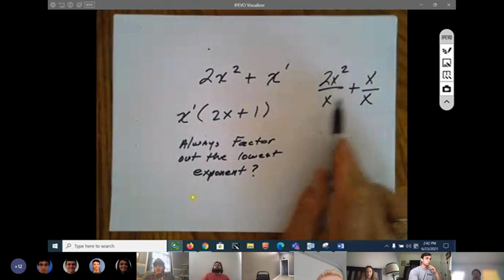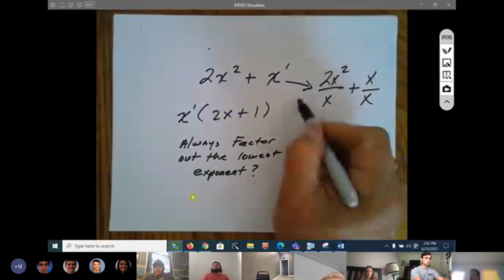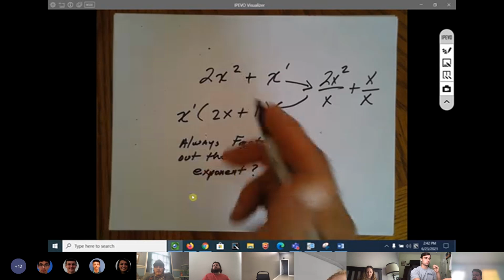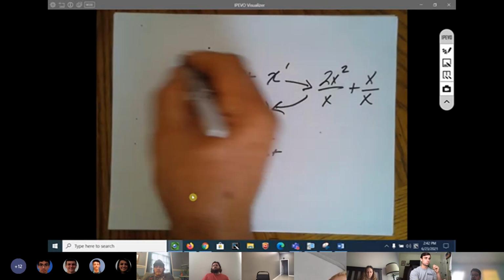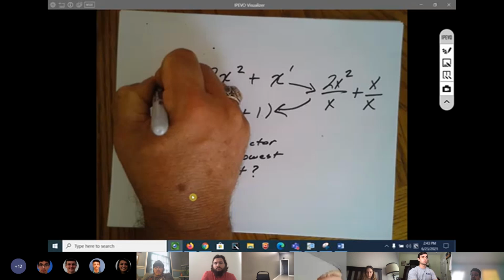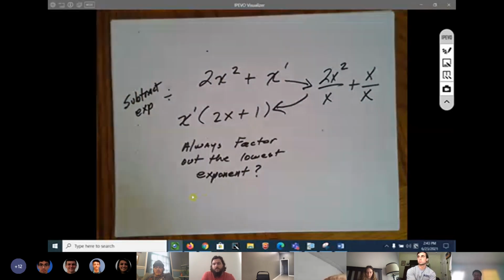Don't you do this when you factor? You do this in your head and then you write down the answer. Don't you do that? Yes, Hubert, that's what we do. Yes, that's what you do. So we're going to divide, which means you're going to subtract exponents. You're going to subtract exponents.